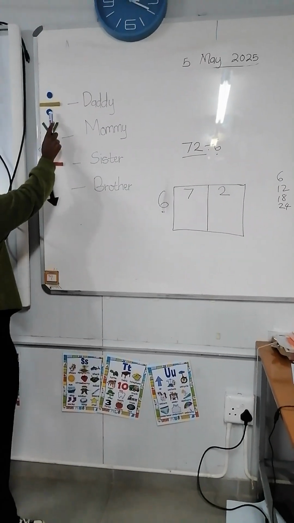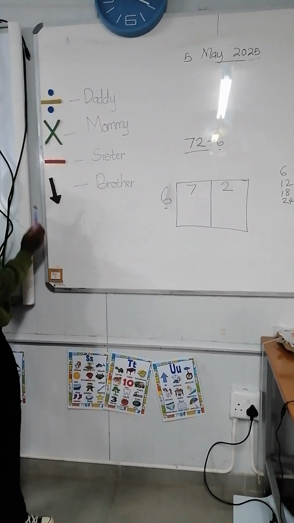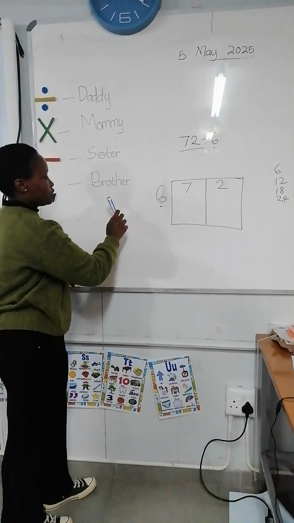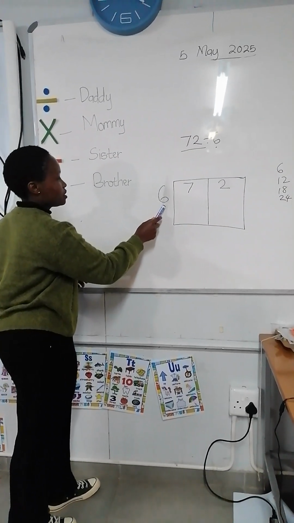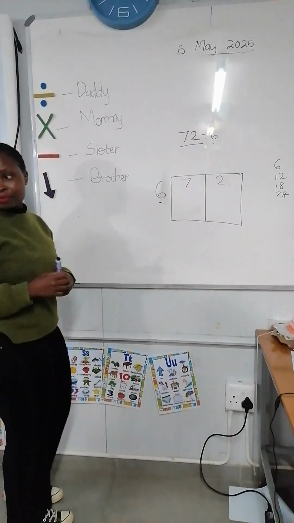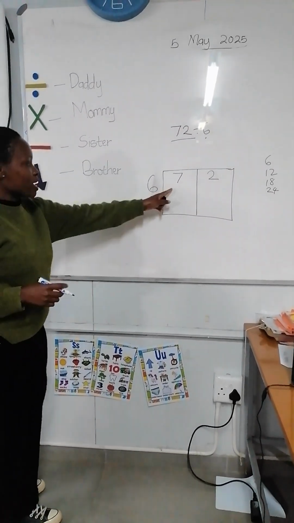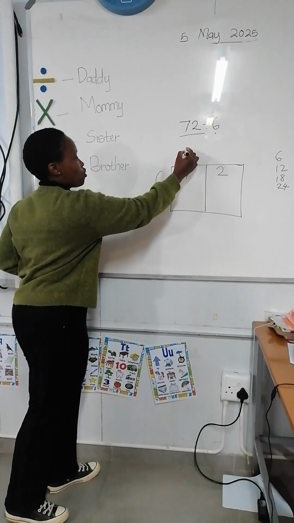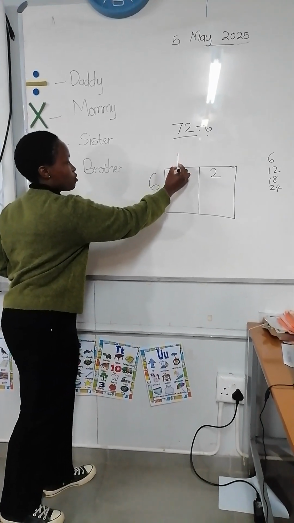The first rule is divide. So this is what we are going to do. We are going to say 6 divided by 7. How many times does 6 go into 7? It goes in once. So you're going to take the 1 and put it on the top of the box.